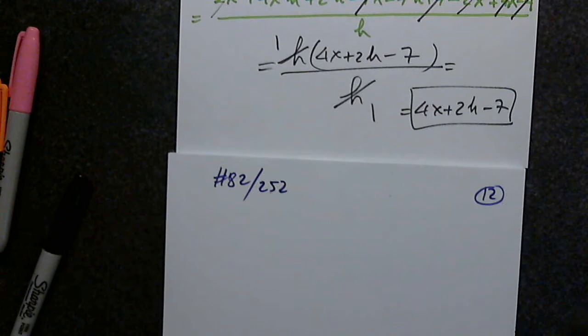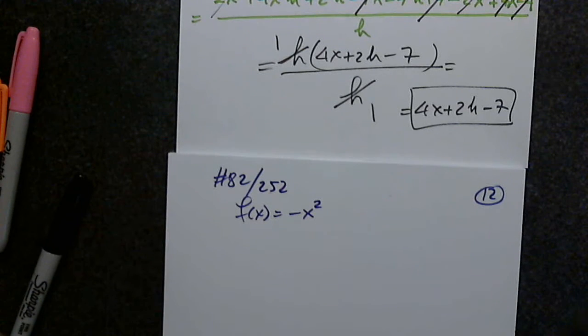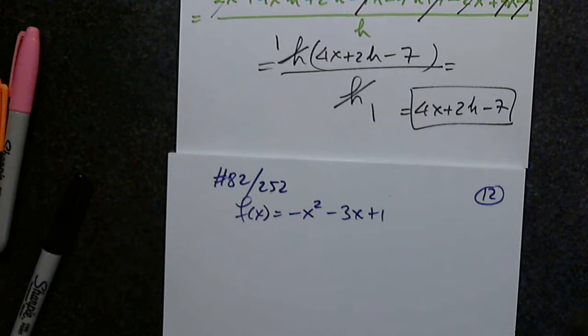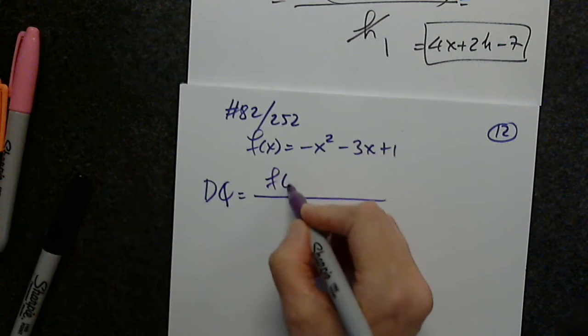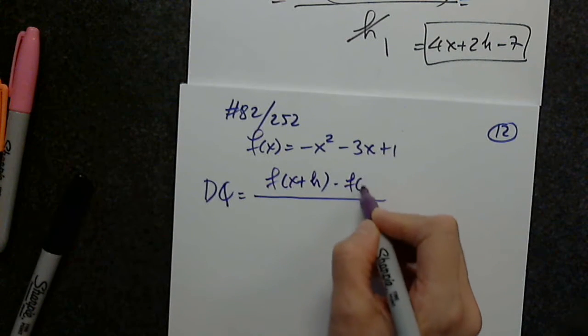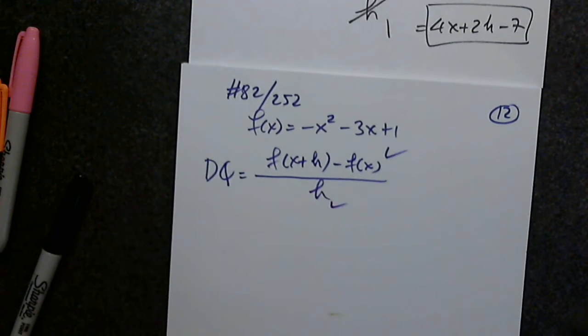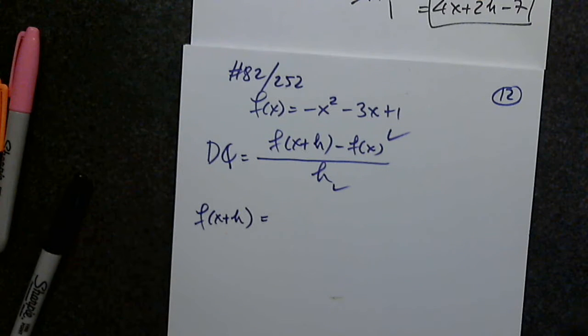So the function is f of x equals minus x squared minus 3x plus 1. I will give you the difference quotient. You know that these two are done. You can't do anything to those. And you know that you have to write f of x plus h. Let's take a moment and find f of x plus h, please.